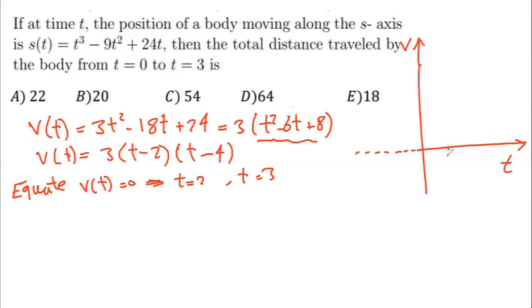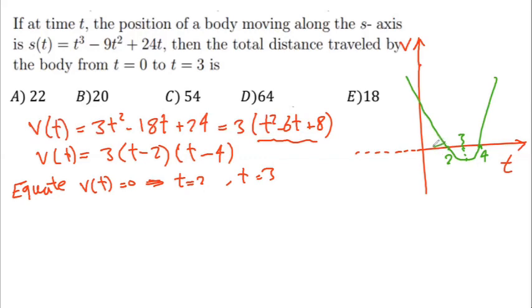We have 2 and 4. So these are the roots of this function. And it should be looking something like this. The midpoint here will be 3, of course, because it's quadratic. So here we are trying to find the total distance from t equals 0 to t equals 3.